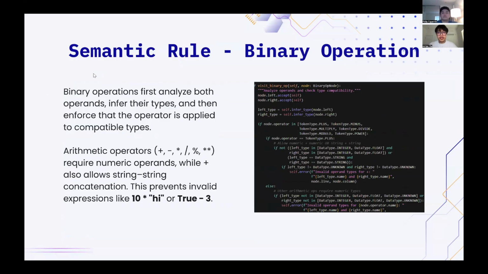The semantic rule for our binary operations. Binary operations will first analyze both the operands, infer the types, and then enforce that the operator is applied to compatible types. For example, the arithmetic operators plus, minus, multiplication, divide, and modulo will require numeric operands, while plus will also allow string-to-string concatenation. This will prevent invalid expressions like 10 times "hi" or true minus 3.